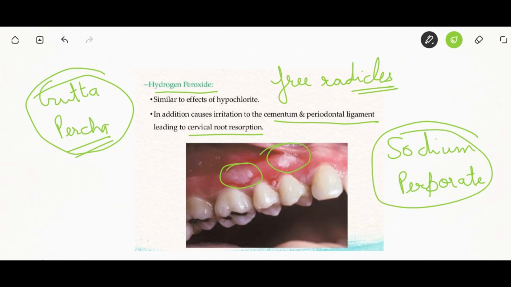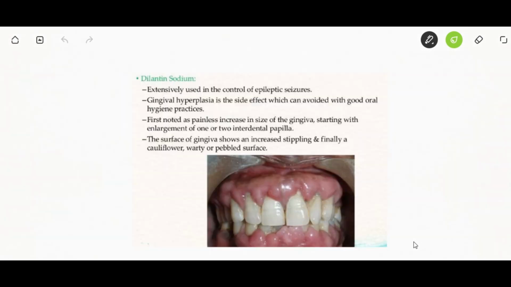Next, the drugs that are used systemically. First comes Dilantin sodium. It is an anticonvulsant drug that is used for the control of epileptic seizures. What is the effect of this Dilantin sodium on the mucosa? You will see it will cause hyperplasia of the gingiva.